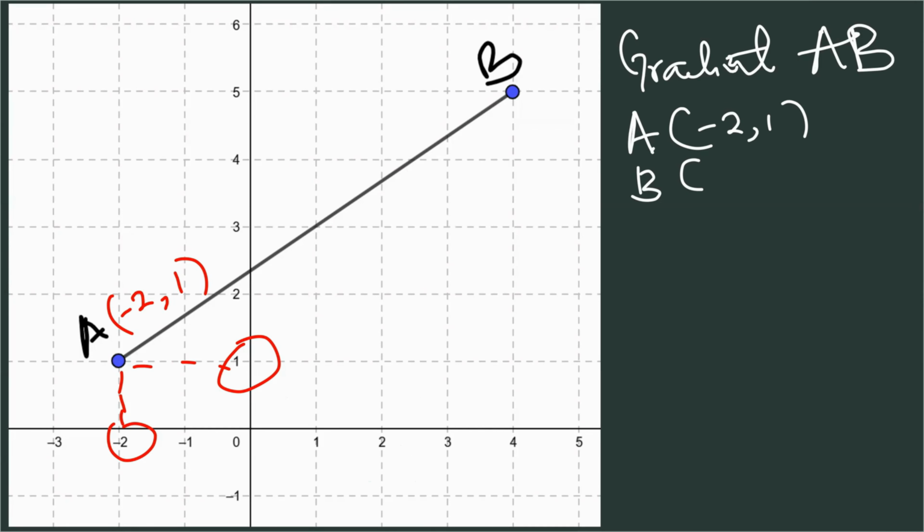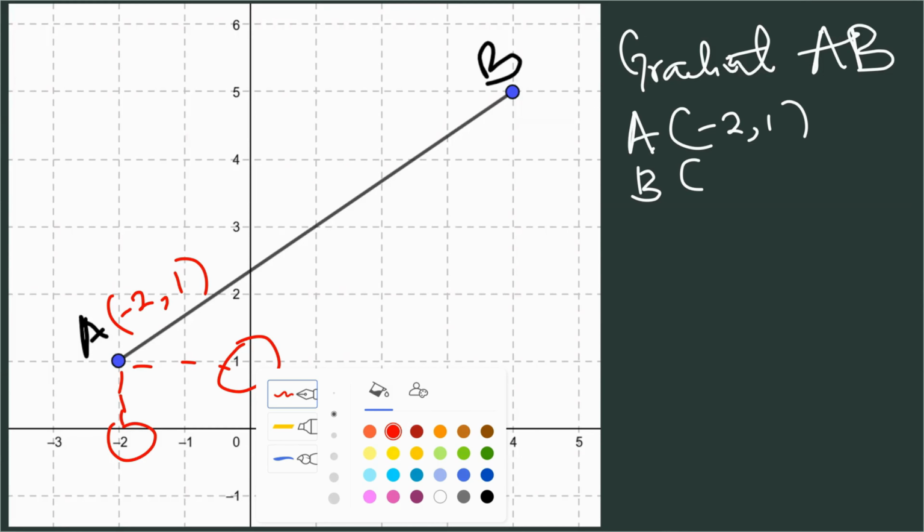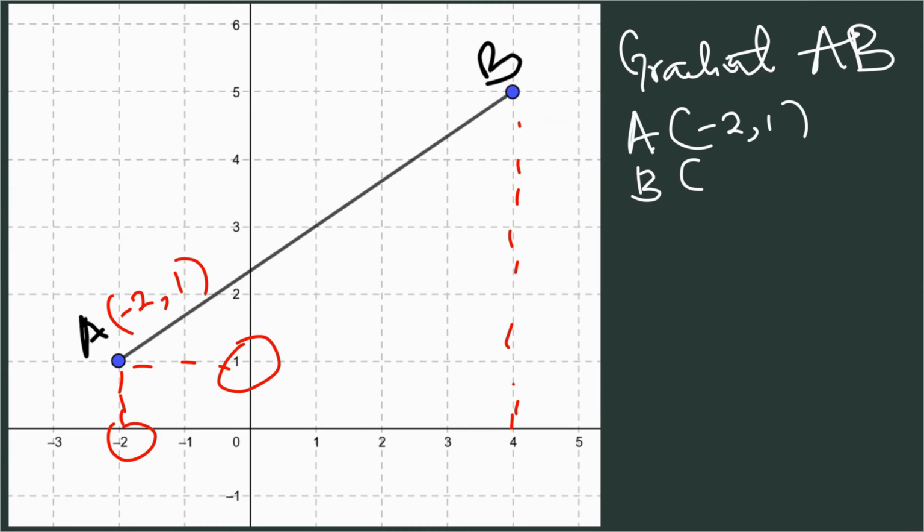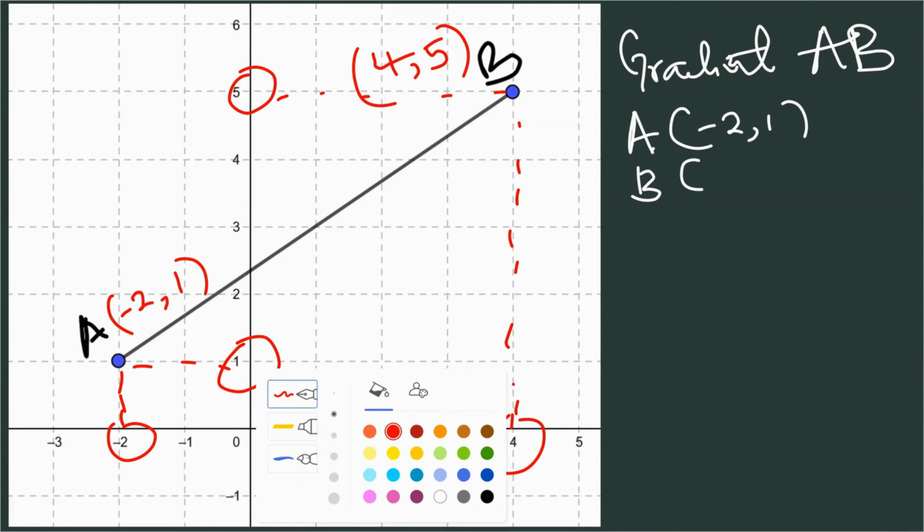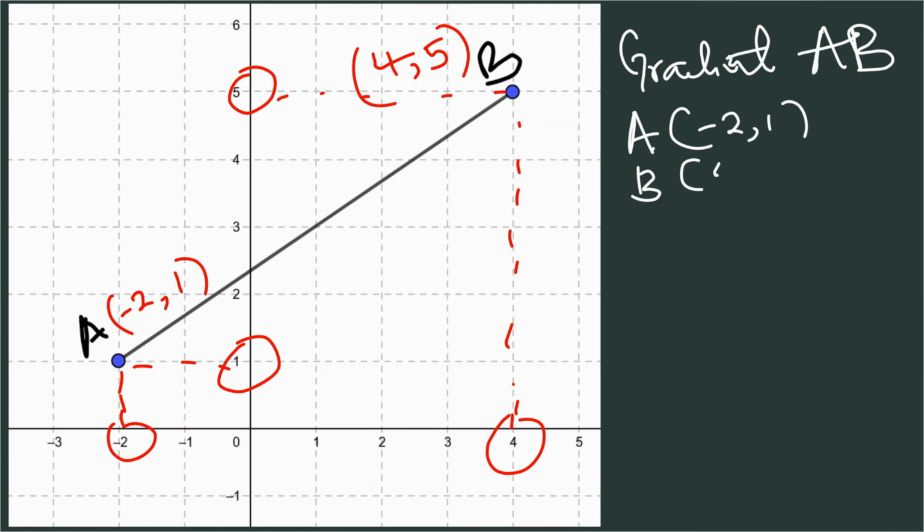And then what are the coordinates of B? The coordinates of B will use the same method. Here, we are always starting with what? With x. So our x here is 4, and then we go to our y, which is 5. So the coordinates of B will be, we start with the x-axis, 4, and then we have 5 here. So let's transfer it: 4 and 5. Now with this, you can comfortably calculate your gradient because you have the two known points.